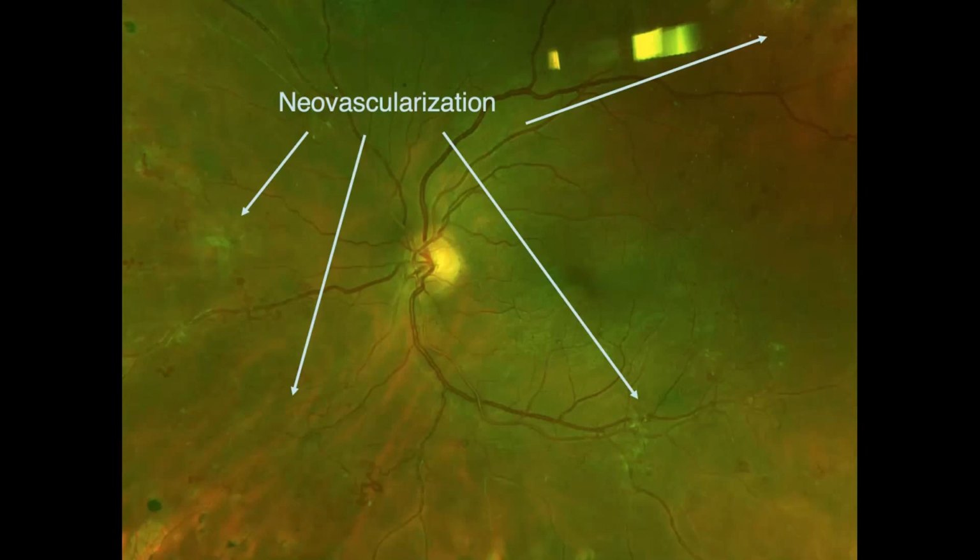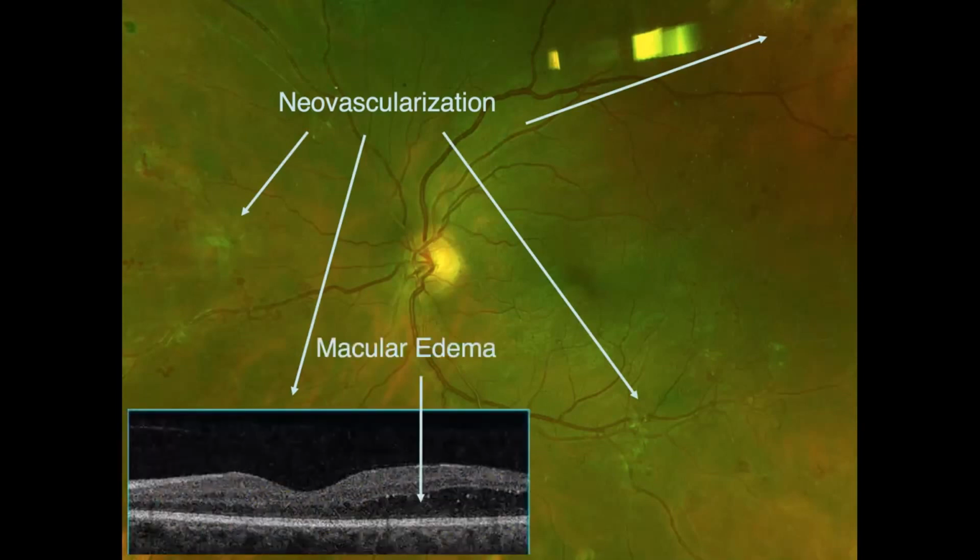This is an OCT of the macula, and as you know, I showed you that layered cake before. You can see here there's this hypolucent area that relates to some swelling at the back of the eye, again due to those leaky blood vessels.